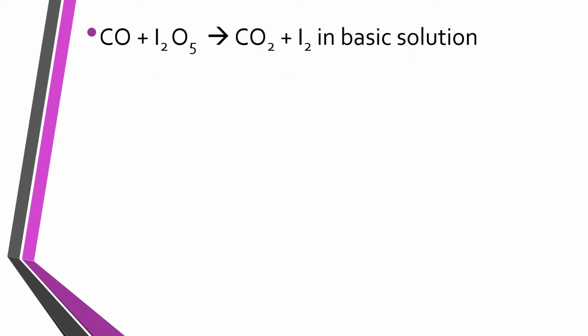Last example, this time we're going to do it in basic solution, which means we do everything the same except at the very end we convert acid to base. So I have my 2 half reactions. And then I'm going to balance anything not oxygen or hydrogen. Those are already balanced. So now I'm going to balance oxygens by adding water.